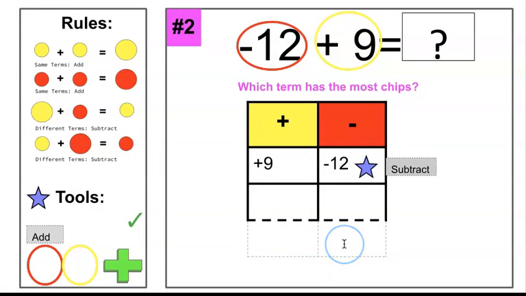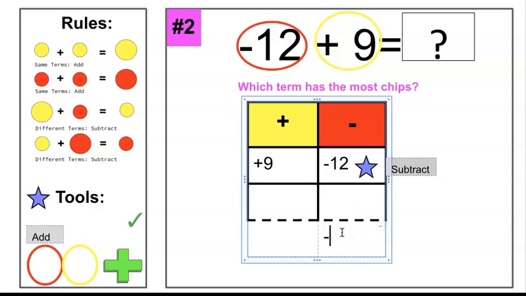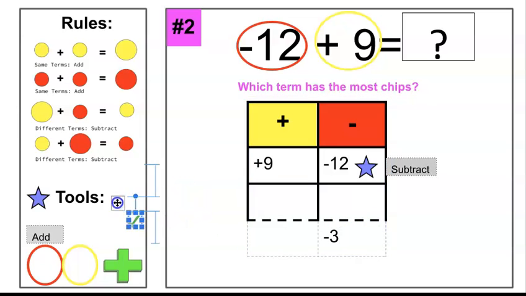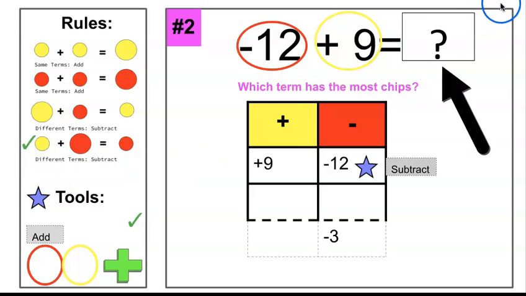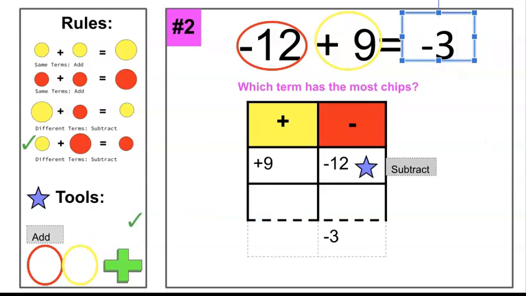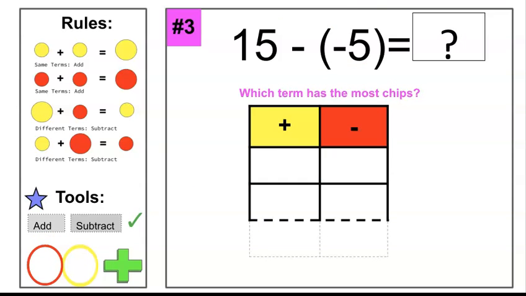So let's subtract 12 take away from 9, and we have here negative 3. This is the rule that we used, and we're going to put a check right next to it so we know which one we used. And now we can finally put our answer in the box, negative 3. So there you go. So now we're on problem number 3.